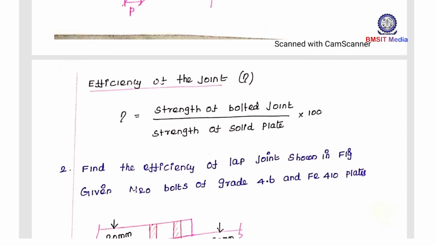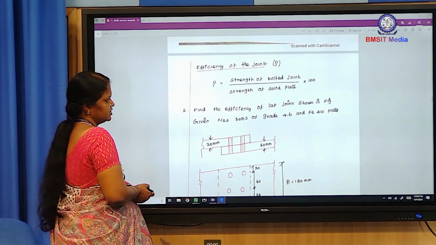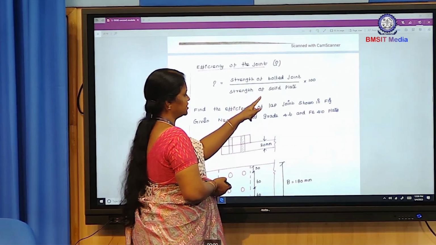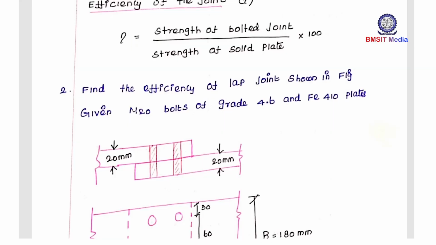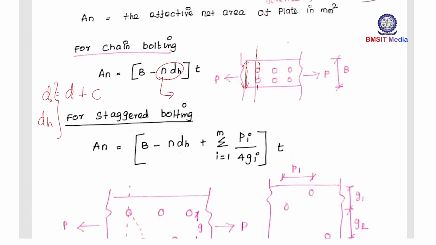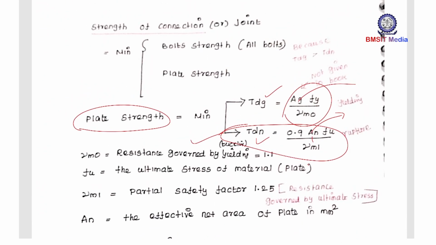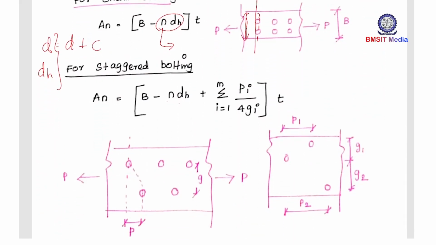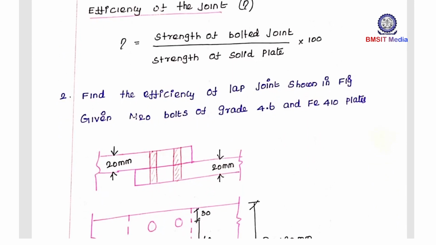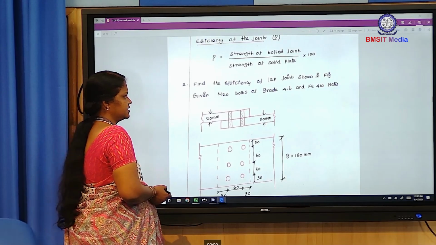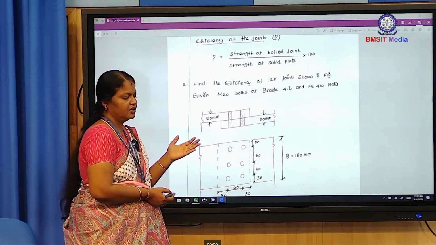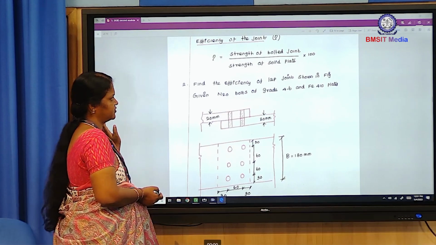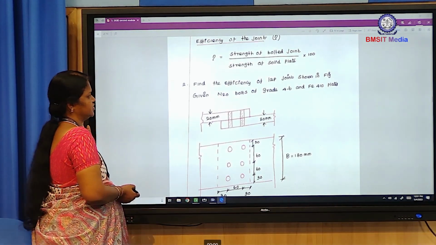Another thing is the efficiency of the joint. Efficiency of the joint means strength of bolted joint divided by strength of solid plate. How can we calculate the strength of bolted joint? Strength of the joint equal to the minimum value of bolt strength as well as the plate strength, and divide by strength of solid plate. Strength of solid plate equals gross area into stress divided by partial factor of safety, into 100, and we get the efficiency of the joint.